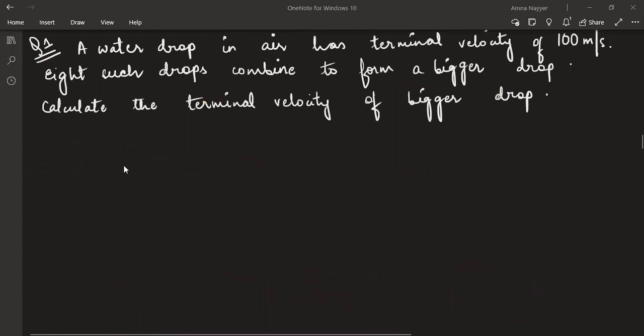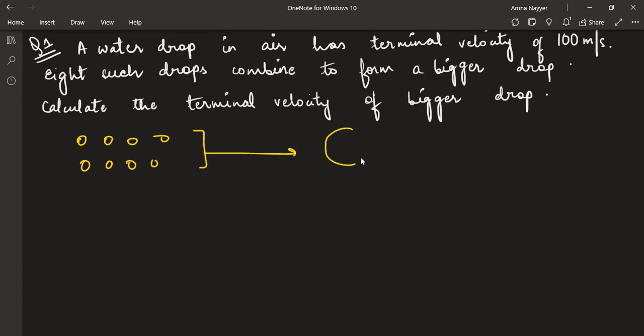Fine. So see here, one question. Let's practice on this topic. A water drop in air has a terminal velocity of 100 meter per second. Now, 8 such water drops combine to form a bigger drop. It means 1, 2, 3, 4, 5, 6, 7, 8. All these 8 drops are combining to form a bigger drop. Right? You have to calculate the terminal velocity of this bigger drop.